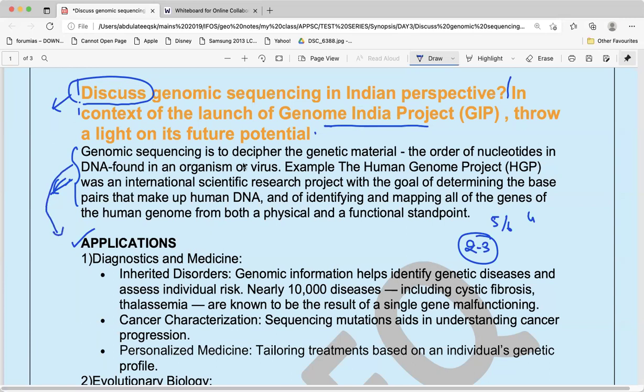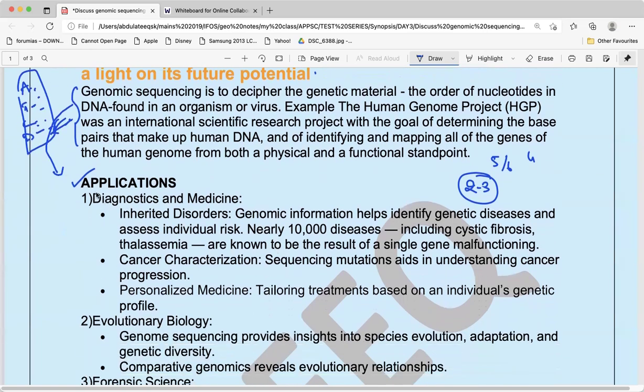So genome sequencing is to decipher the genetic material. That's what I have discussed. What is the sequence? Like ATCG, these are the nucleotide base pairs, right? Because of this only, various codes are written. So you are actually deciphering this and trying to understand the genetic structure. Example, the Human Genome Project. Now, what are the applications? The same things as I have discussed.